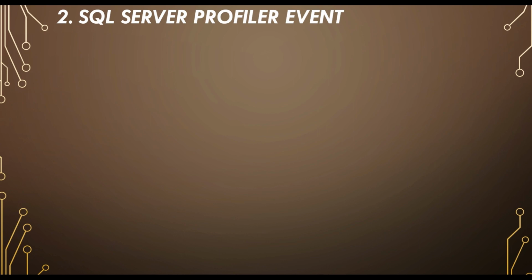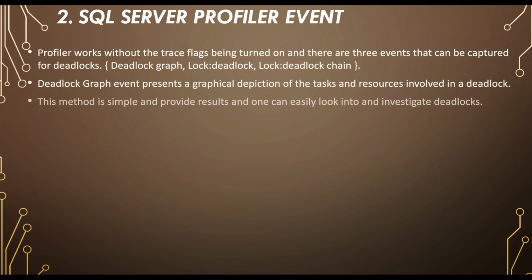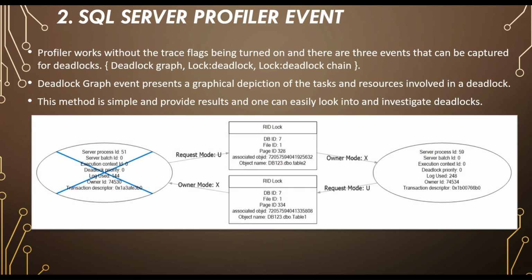Second one is SQL Server Profiler. Using SQL Server Profiler, you can create a trace that records and displays deadlock events for analysis. This works without the trace flags being turned on, and there are three events that we are going to capture here for deadlocks. It presents a graphical depiction of the tasks and resources that are involved in the deadlock. By looking at this deadlock graph, one can quickly get the basic information of deadlocks.